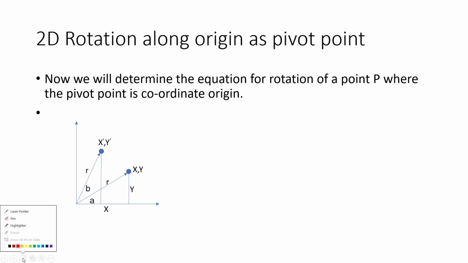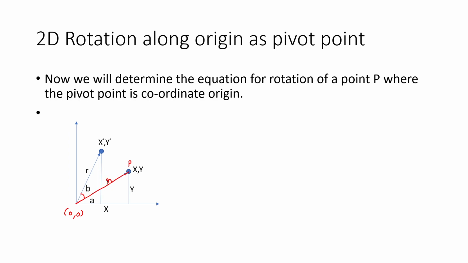Let's say we have our point P over here, and its coordinates are x comma y. And this is our origin point, which is 0 comma 0. Now if we want to rotate this point P by an angle, let's say B, from this position to here, and we draw a line from the origin to our point P, this distance is, let's say, r, that is the radius.